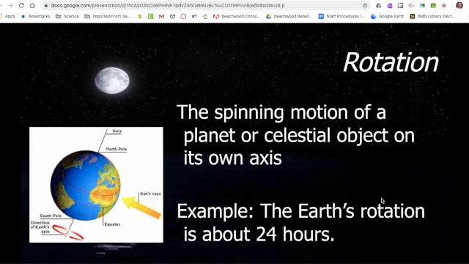So the spinning motion of a planet or celestial object on its own axis is rotation. The Earth rotates about every 24 hours, and that's a day. So imagine me taking a basketball and spinning it on my finger. That would be rotation.